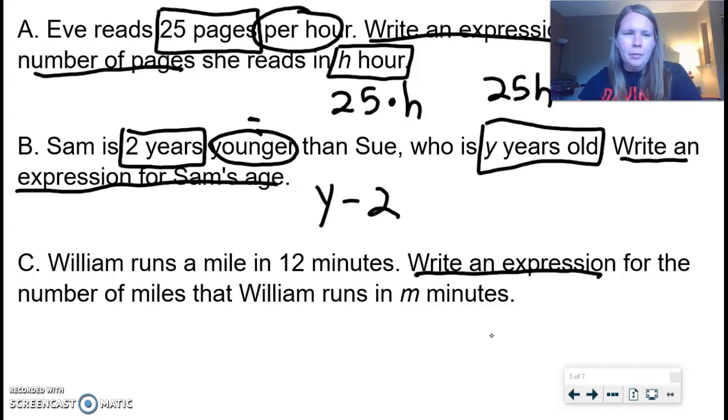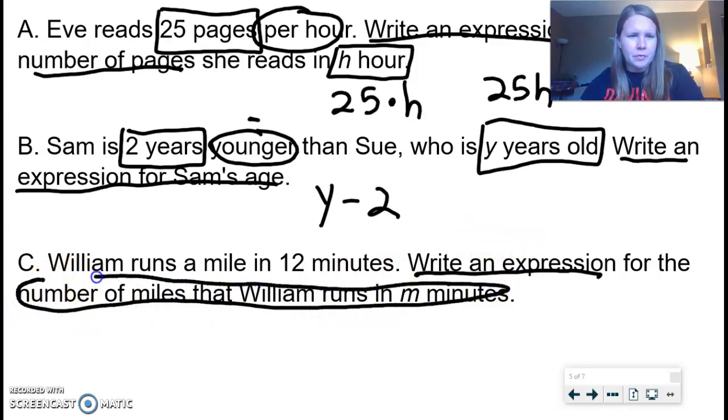So you want to write an expression. Again, your operation, I would say, is kind of tricky in this one to find. Maybe for the expression for the number of miles that William runs, this is the part where you can figure it out. Number of miles that William runs in M minutes.